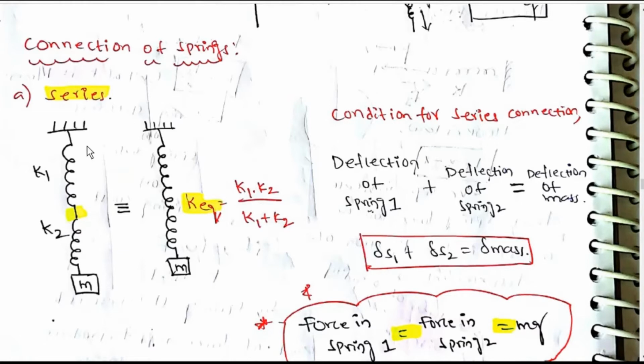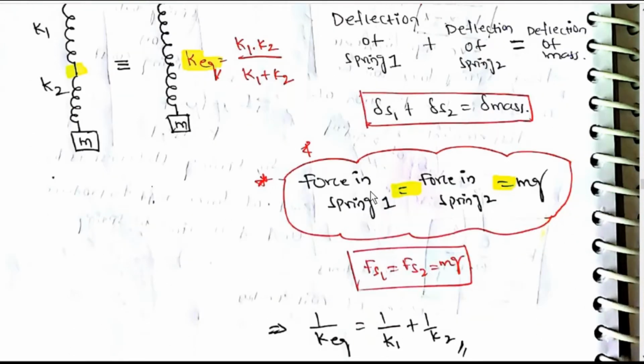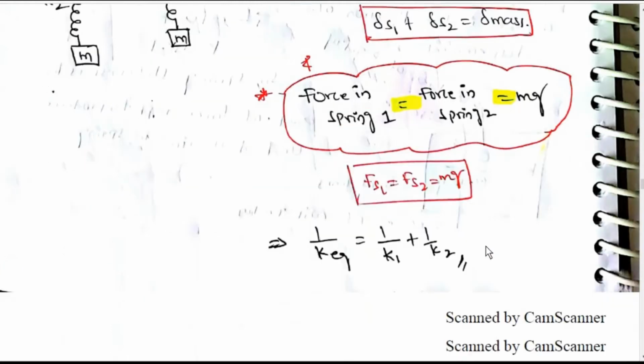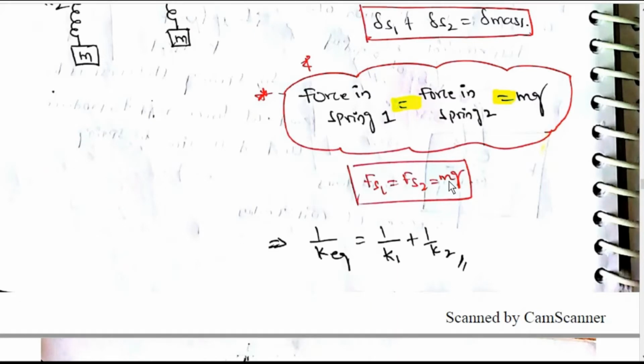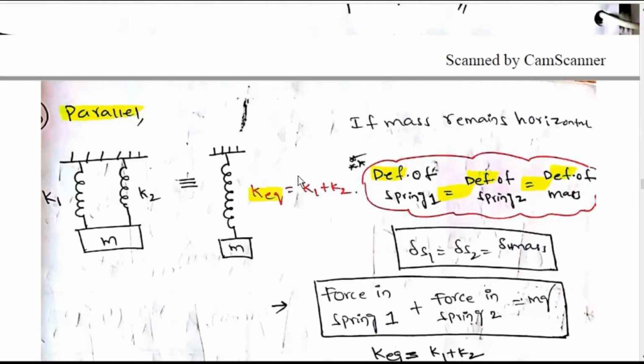Connection of springs K1 and K2: K equivalent when both are connected in series is K1 K2 by K1 plus K2. Condition for series combination: deflection of spring 1 plus deflection of spring 2 is equal to deflection of mass. Delta S1 plus delta S2 is equal to delta mass. Force in spring 1 is equal to force in spring 2 is equal to mg. Fs1 is equal to Fs2 is equal to mg. So 1 by k equivalent is equal to 1 by k1 plus 1 by k2.